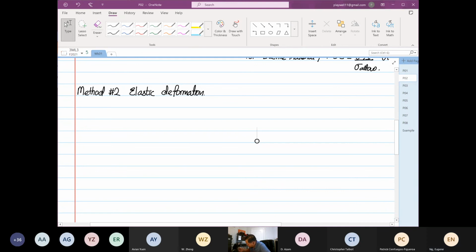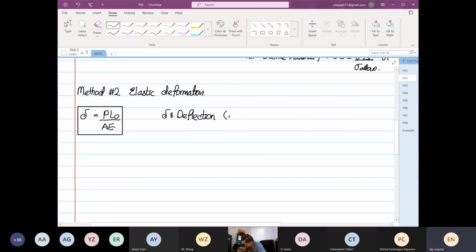So based on elastic deformation, we have deflection is equal to P L naught divided by A E. And by now, some of you have seen this formula before, yes or no? You've probably seen this formula before, where deflection is equal to PL over AE. So I'm going to define it over there. Delta is your deflection, and deflection, because we're in Canada, is in meters or in inches.